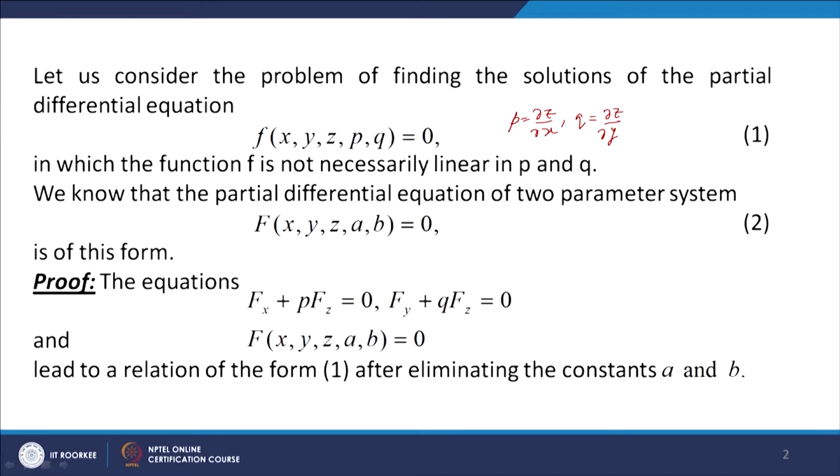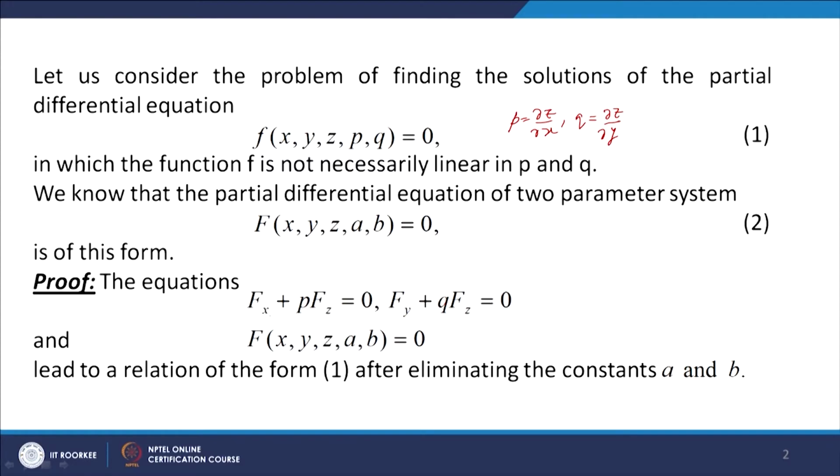This we can easily prove. If you differentiate f(x, y, z, a, b) = 0 partially with respect to x, what we get is the partial derivative of f with respect to x plus the partial derivative of f with respect to z into the partial derivative of z with respect to x. So, we have f_x + p f_z = 0. When we differentiate f(x, y, z, a, b) = 0 with respect to y, we get the partial derivative of f with respect to y plus the partial derivative of f with respect to z into the partial derivative of z with respect to y, which is q. So, f_y + q f_z = 0.